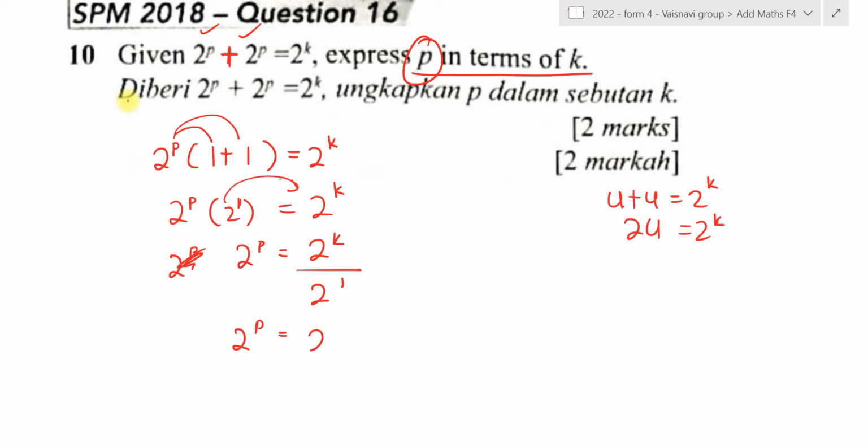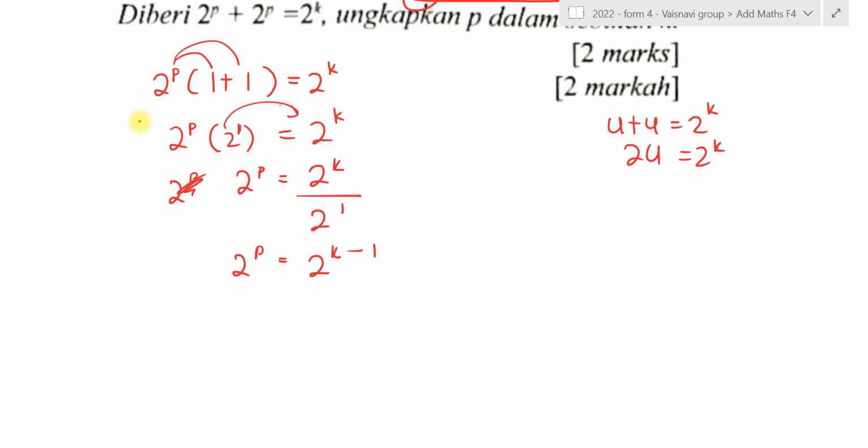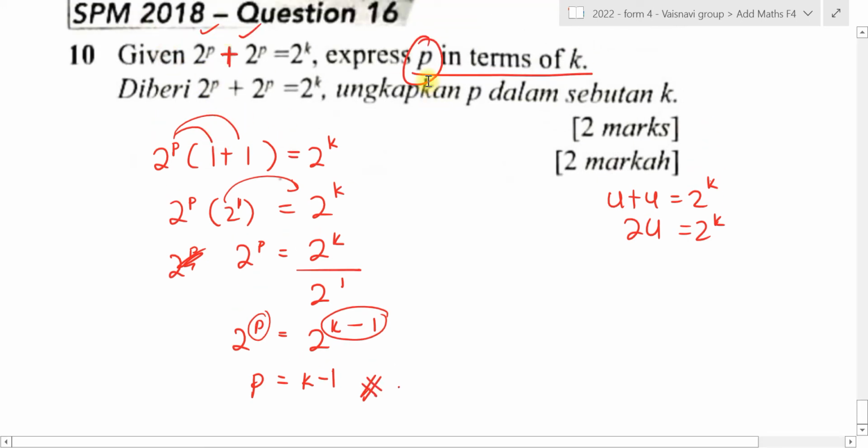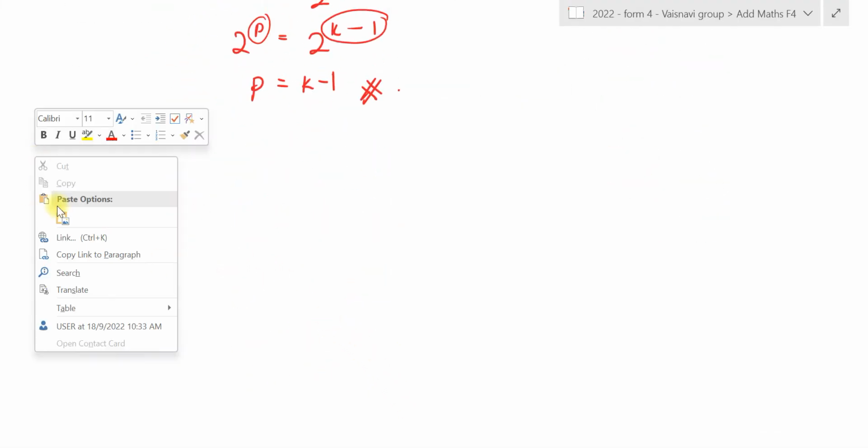So dia akan jadi apa? 2 power k divide means you can minus 1. Okay, minus 1. So kita dah jadikan equal macam ni. So p equal to k minus 1. Tu je lah. Because the question is just asking express p in terms of k. So I already express p as a subject. Okay, that's good. Very good.